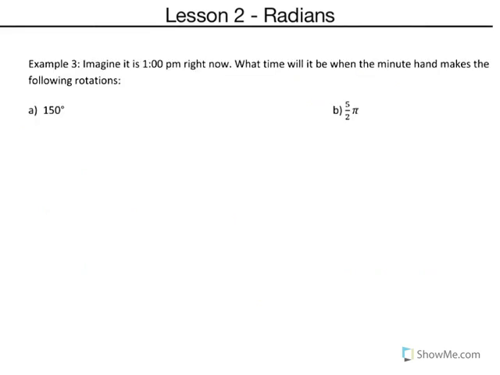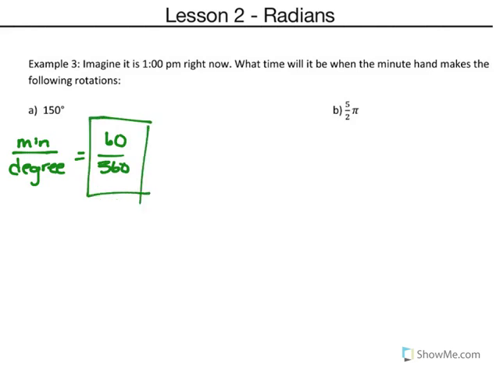When you think of circles and rotations, something that often comes to mind is clocks and time. So we can use conversions to figure out how many minutes have passed based on a rotation for the minute hand. So we know that for the minute hand to make 1 full circle, which is 360 degrees, it has to have gone 60 minutes. So we use this as our conversion factor. So 60 minutes over 360 degrees.